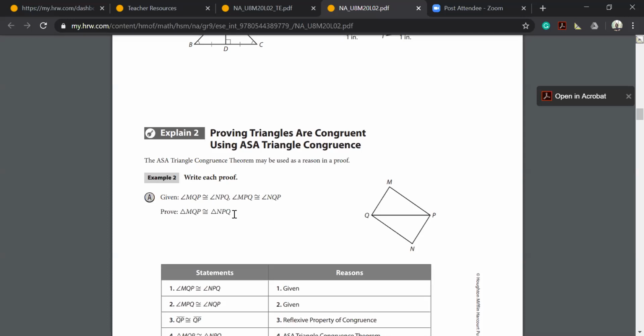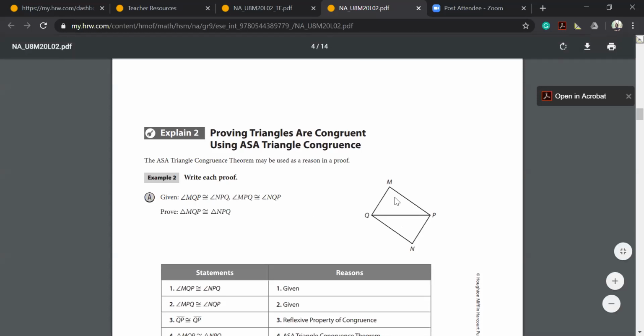Let's see question A. Given that angle, take care, there is a difference between this sign here and this sign. What is the difference between both of them? Here he is telling you angle MQP, but here he is telling you triangle MQP as a whole. So take care. So here he is telling me angle MQP. Where is MQP? This angle here is equal to NPQ, this angle here.